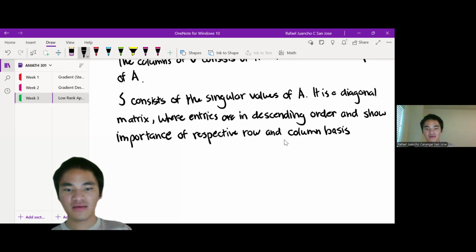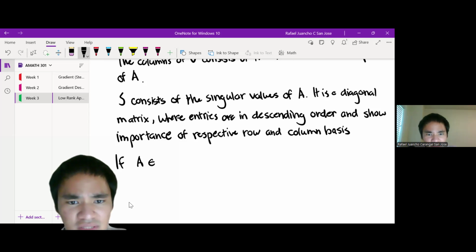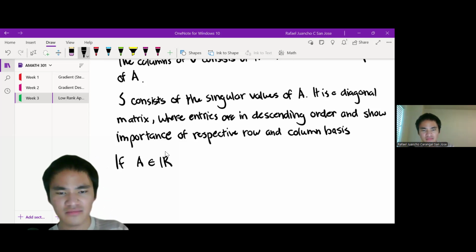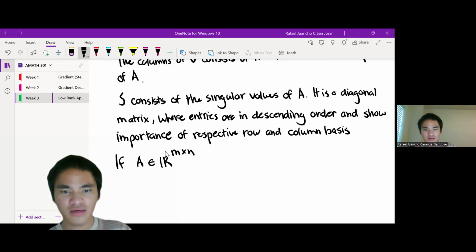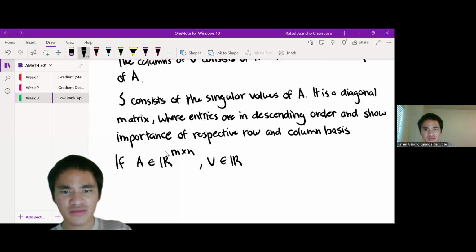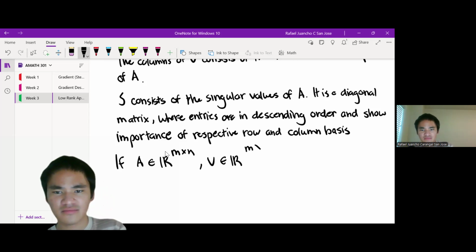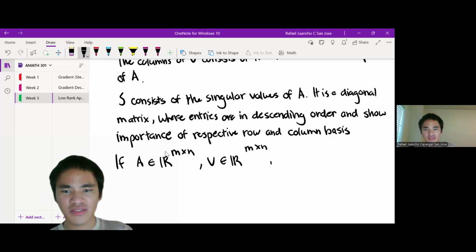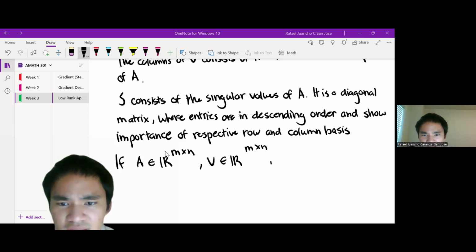So how exactly does this work, right? Let's say my A matrix has dimensions m by n. My V is also a matrix, and this matrix is also m by n. And then we say here that my S is m by n.